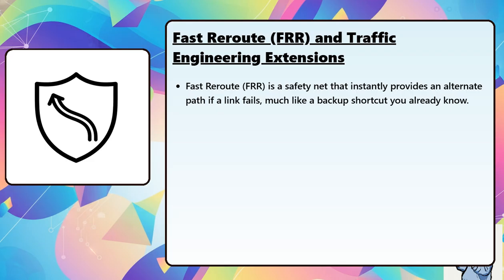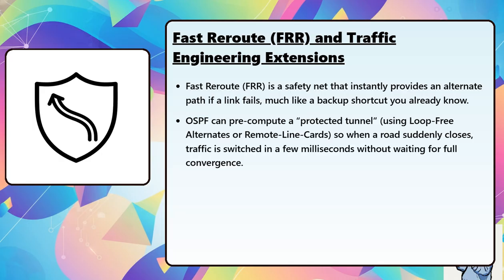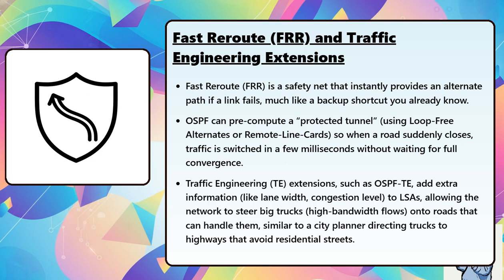Fast Reroute, abbreviated as FRR, is a safety net that instantly provides an alternate path if a link fails, much like a backup shortcut you already know. OSPF can pre-compute a protected tunnel, using loop-free alternates or remote line cards, so when a road suddenly closes, traffic is switched in a few milliseconds without waiting for full convergence. Traffic engineering, abbreviated as TE, extensions such as OSPF-TE add extra information like lane width and congestion level to LSAs, allowing the network to steer big trucks, high-bandwidth flows, onto roads that can handle them, similar to a city planner directing trucks to highways that avoid residential streets.